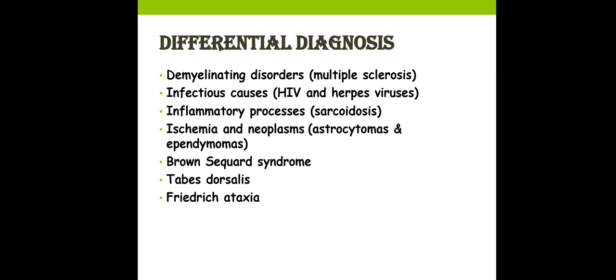Now what are the differential diagnoses? Demyelinating disorders like multiple sclerosis, infectious diseases like HIV and herpes virus, inflammatory processes like sarcoidosis, ischemia and neoplasm, Brown-Sequard syndrome, which is a form of spinal cord damage, tabes dorsalis, and Friedreich ataxia.